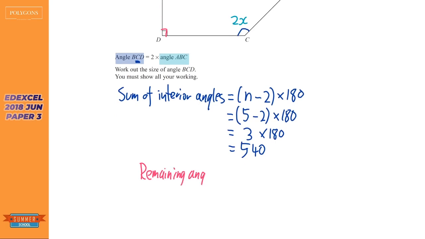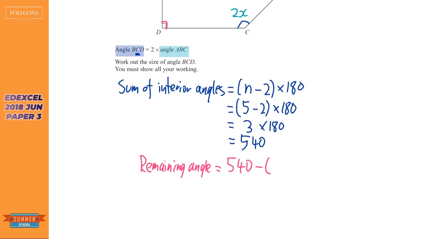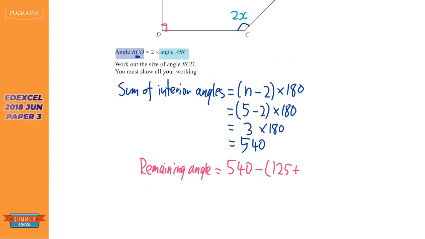Now we know that they add up to 540. And if we take away all the ones we know, so we've got the 125, we've got the 115, and we've got that 90 degrees. This is a calculator paper, so get my calculator out. So 540 take away 125 plus 115 plus 90, and that gives me 210 left.